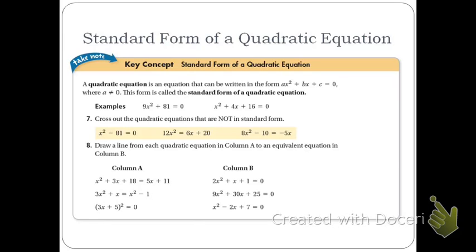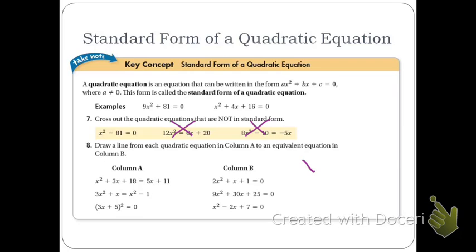So look at question 7. It says cross out the quadratic equation that's not in standard form. Well, if you look at the first one, it's x squared minus 81. It's set equal to 0, so we're good there. And we have our descending exponents, so x squared minus 81, so there's no x, so that's fine. The second one, 12x squared equals 6x plus 20. That's not set equal to 0 at all, so it's not that one, nor is this next one. It's not equal to 0.